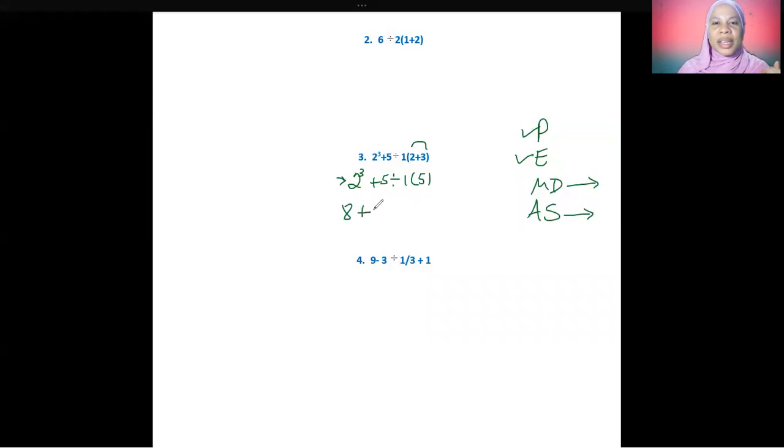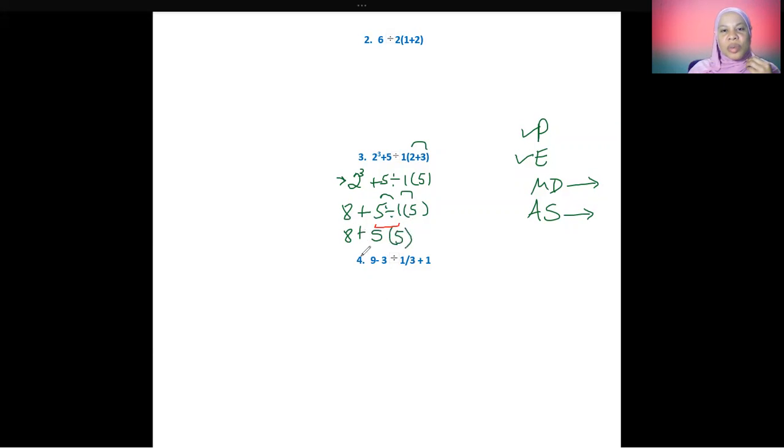So you have 8 plus 5 divided by, sorry, let me write a little bit slow, divided by 1 times 5. Now I have division and I have multiplication and I have addition. Okay, so you know addition is last, so we don't have to worry about that. So I am going to do division because division comes first. See this right here? 5 divided by 1. So I'm going to bring down my 8 plus 5 divided by 1, which is 5 times 5.